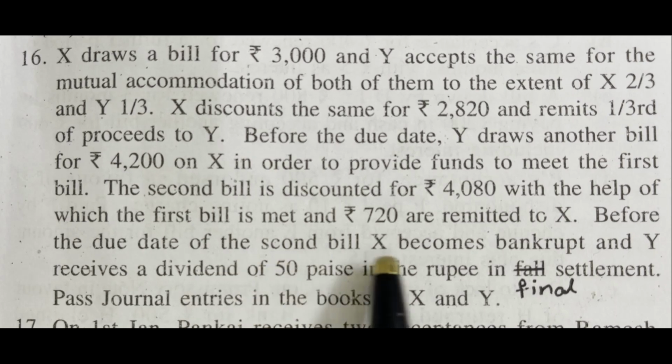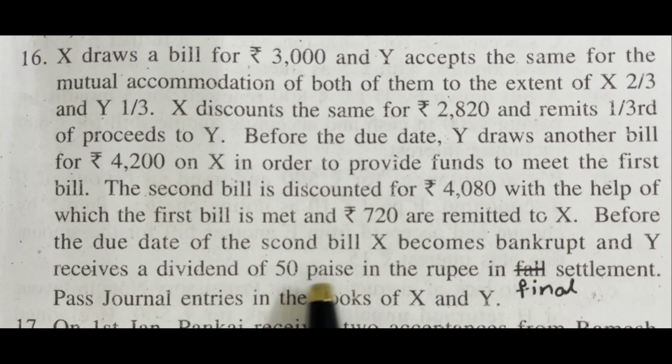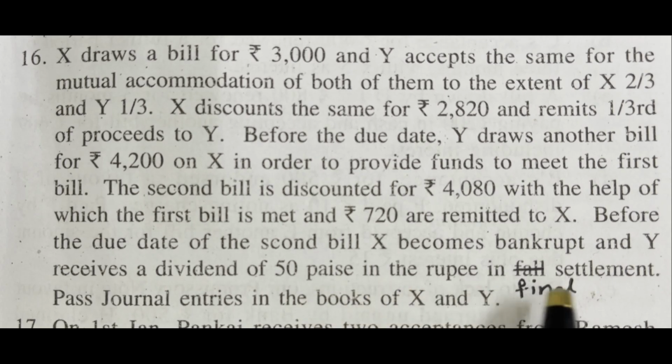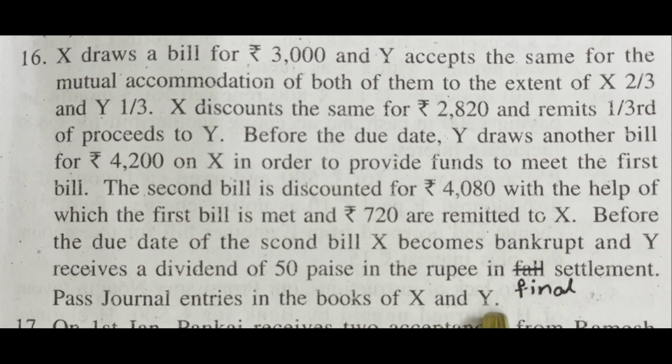Before the due date of the second bill, X becomes bankrupt and Y receives a dividend of 50 paise in the rupee in final settlement. Pass journal entries in the books of X and Y. This is the question. Let us see the solution for this.